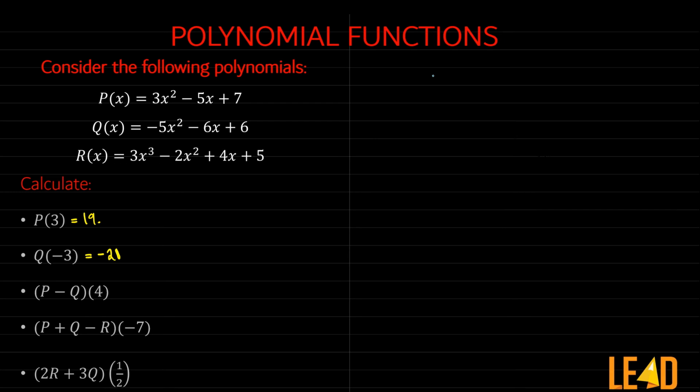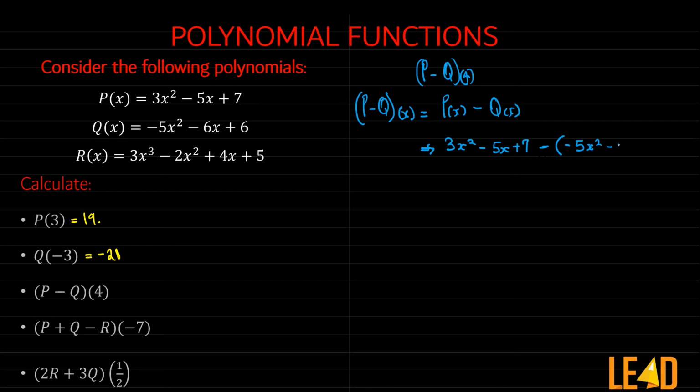So we have p minus q of 4. That's what we're going for. So the first thing we'll do is we'll try to figure out p minus q of x, right? So let's try to get what that function is, which is basically p of x minus q of x, which is 3x squared minus 5x plus 7 minus q of x. So minus, open a bracket, minus 5x squared minus 6x plus 6. So this is p of x minus q of x.